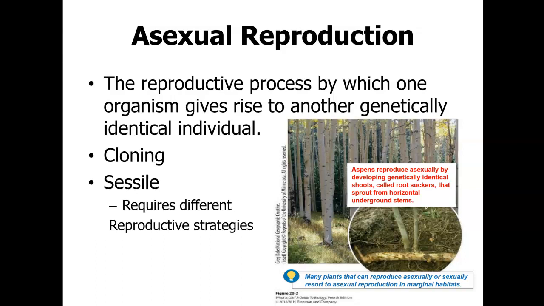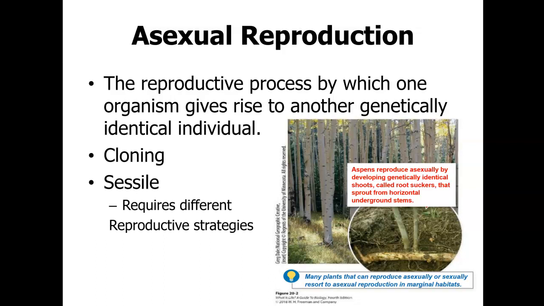And one of the reasons that this is going to be an important way that organisms such as plants can reproduce is because they are sessile, remember. That means that they cannot get up and move around. They can't go find a mate. So sometimes they have to rely on self-fertilization in order to be able to continue to reproduce and carry that line on. Here, you're going to see aspens reproducing asexually.